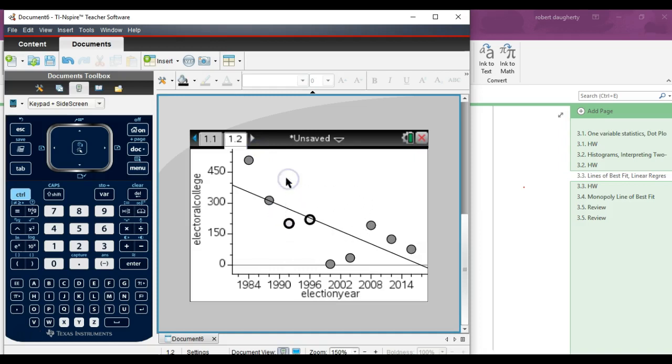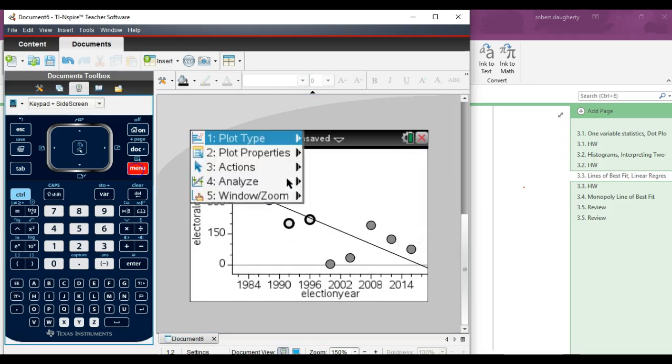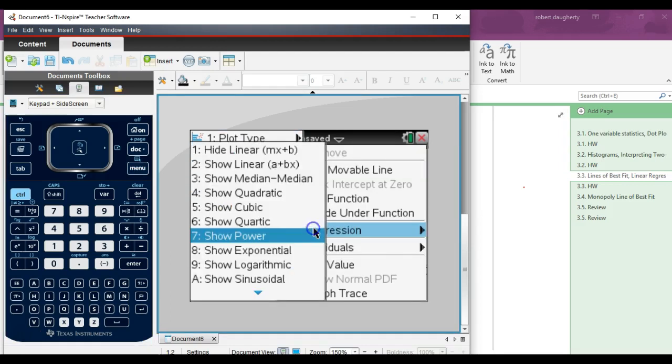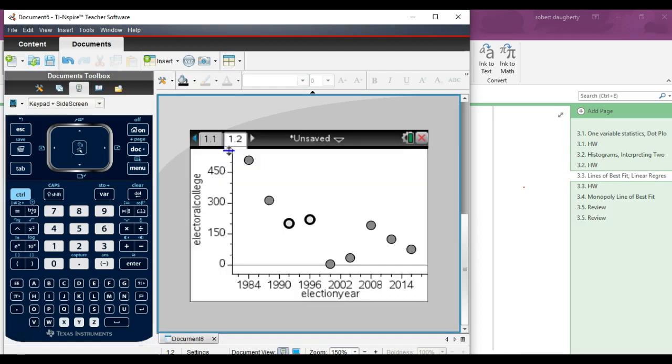Oh, sorry if I did that. Let me try it again. I think I actually moved data points. I want to get rid of that. Let me do that again.